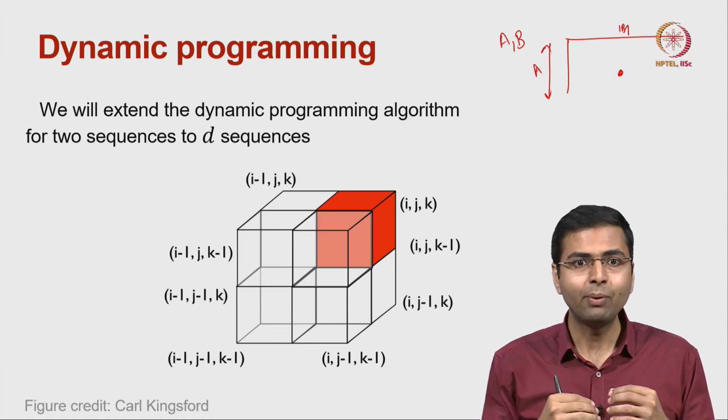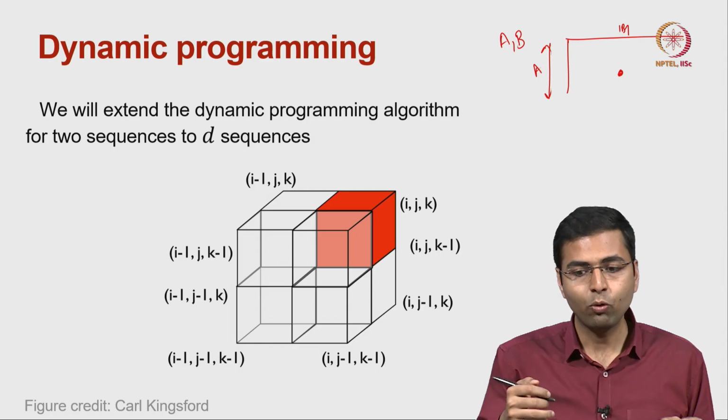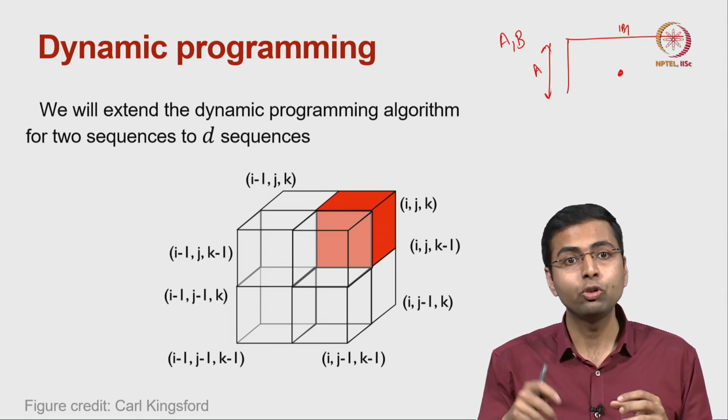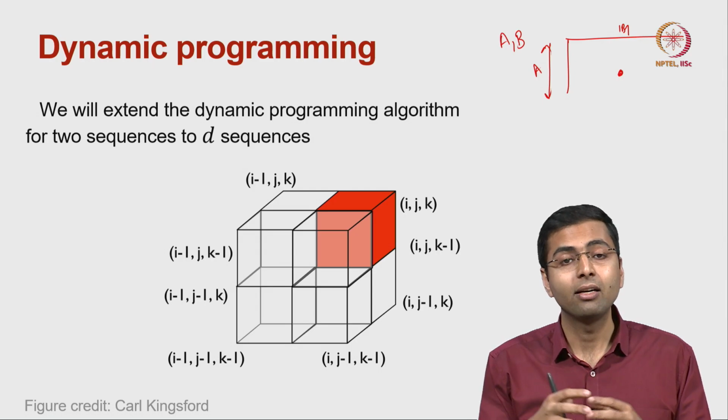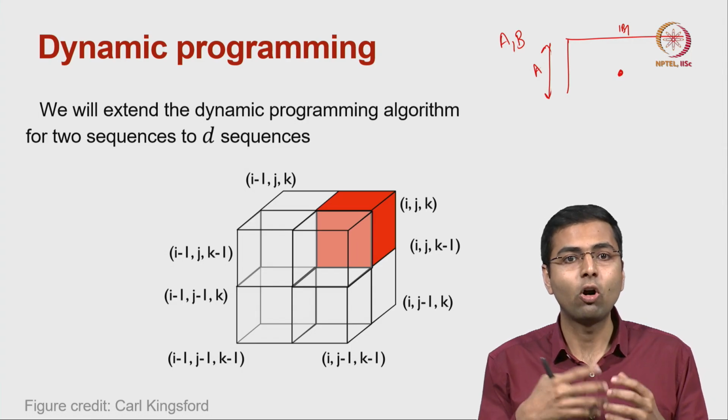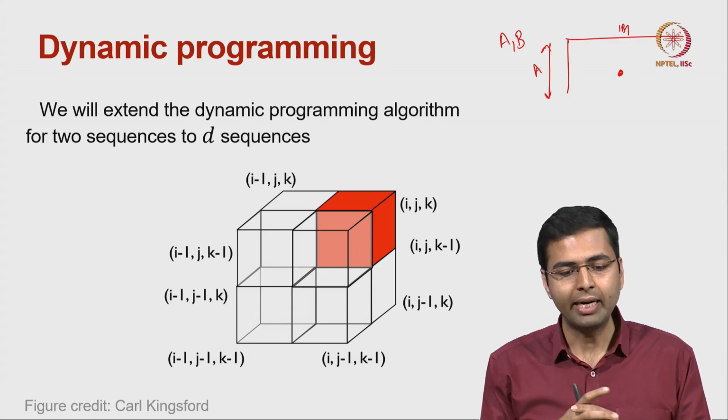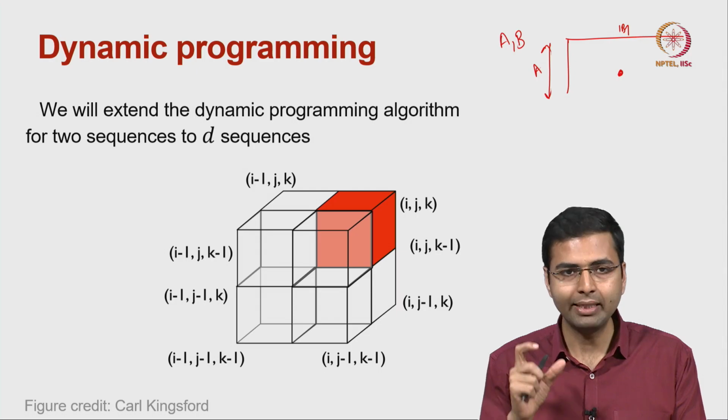For multiple sequence alignment, let us say that we have 3 sequences. We are going to make this 2D matrix into a 3D matrix and develop a recursive algorithm accordingly. So, that is the overall intuition. Let us formalize this idea.